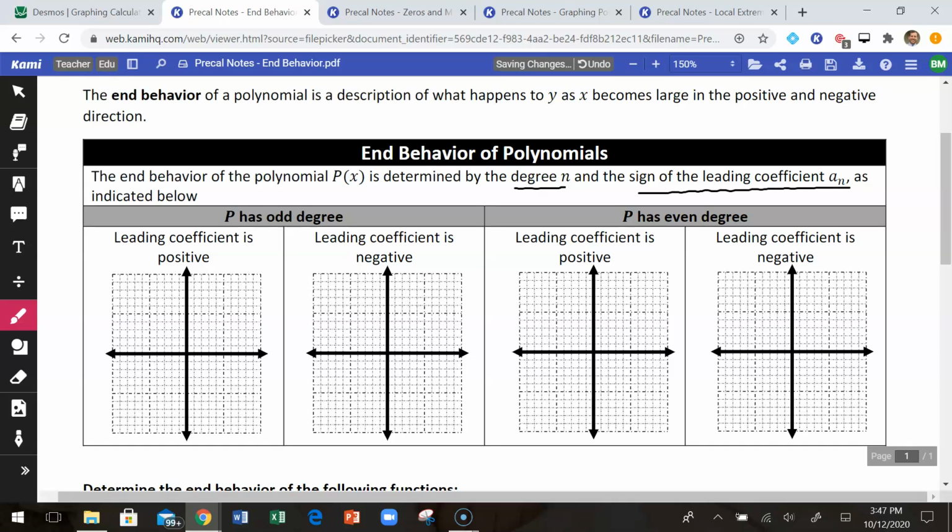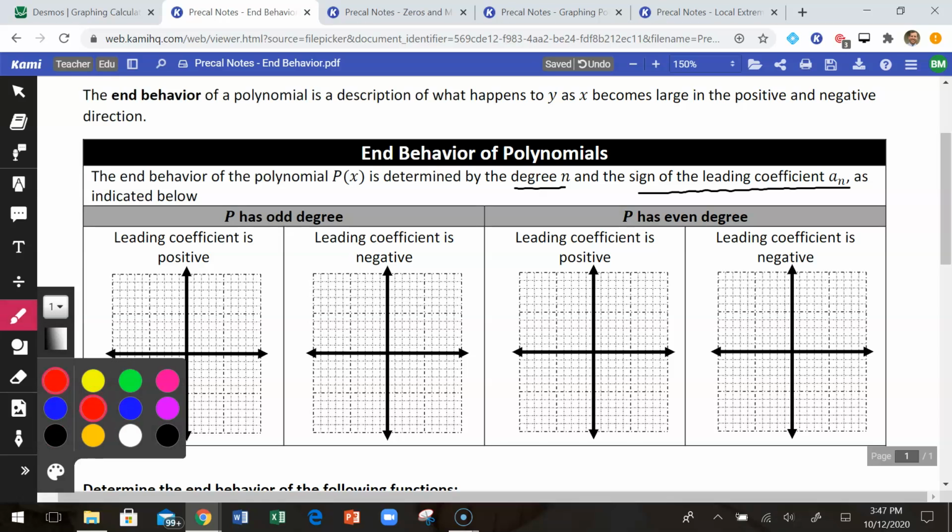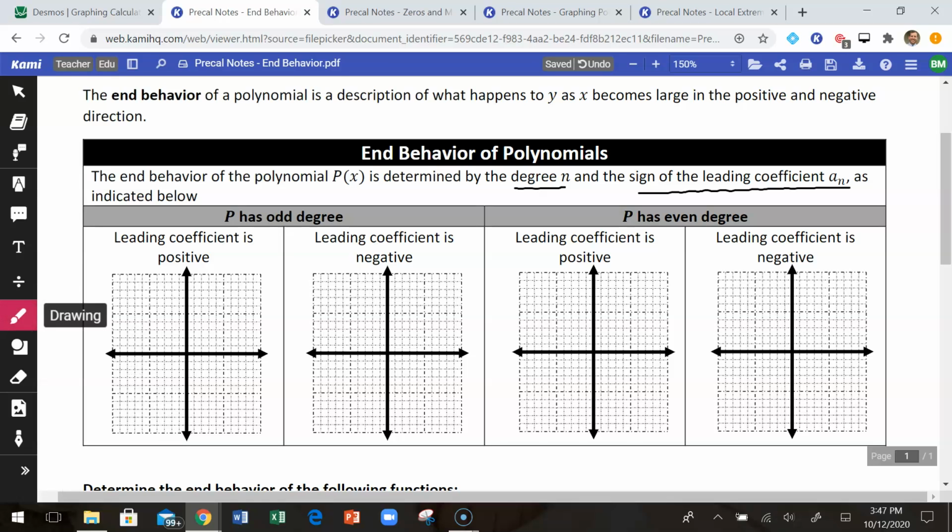All of that is determined by our leading term if we are in standard form, which means our highest exponent is first. So look at the degree, look at the leading coefficient, and then we can determine what's going on at the ends of the graph. If your graph has odd degree, so the highest exponent is 1 or 3 or 5, and the leading coefficient is positive, your end behavior is down and up.